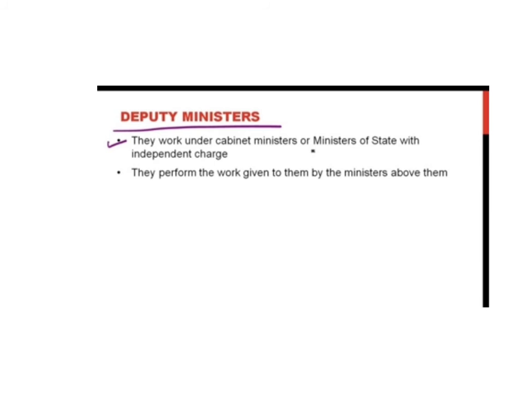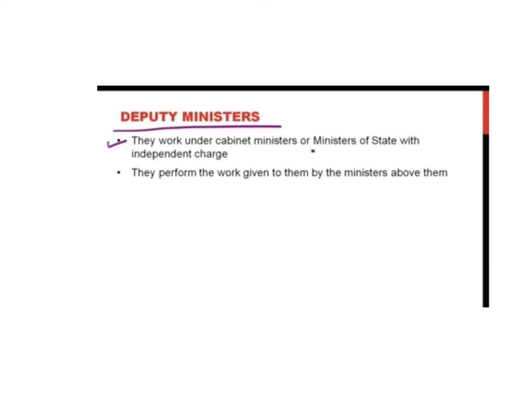That means whether it is the cabinet minister or the minister of the state, these deputy ministers work under them. So all in all, we can say that the council of ministers are the team of the chief minister at the state level, or the team of the prime minister at the central level. When they are elected in an election, their leader is chosen as chief minister. Then the chief minister along with the governor chooses his or her cabinet ministers. They are given their individual portfolios.